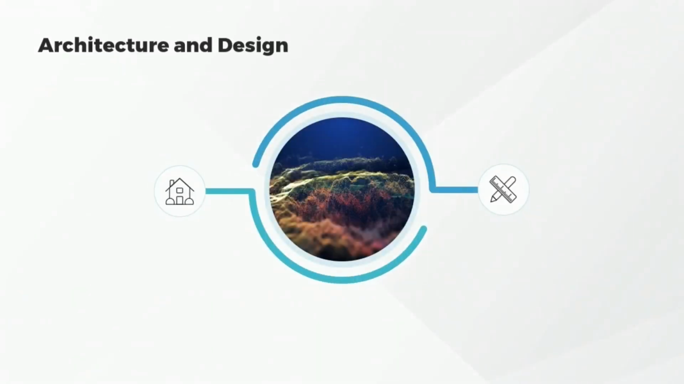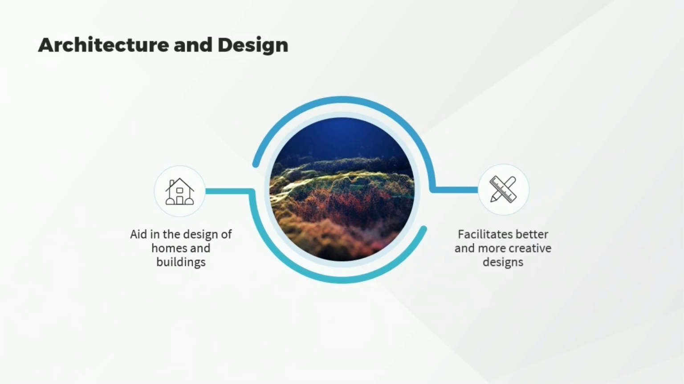It can also be used in architecture and design. So we can aid in the design of homes and buildings, for example. If you've got an architect that's trying to come up with a design for a home or a building, the image generation tools can help you come up with some ideas. It can facilitate better and more creative designs and really just assess flaws and architectural weaknesses in the actual design that you're trying to make and help you design a better home or building.